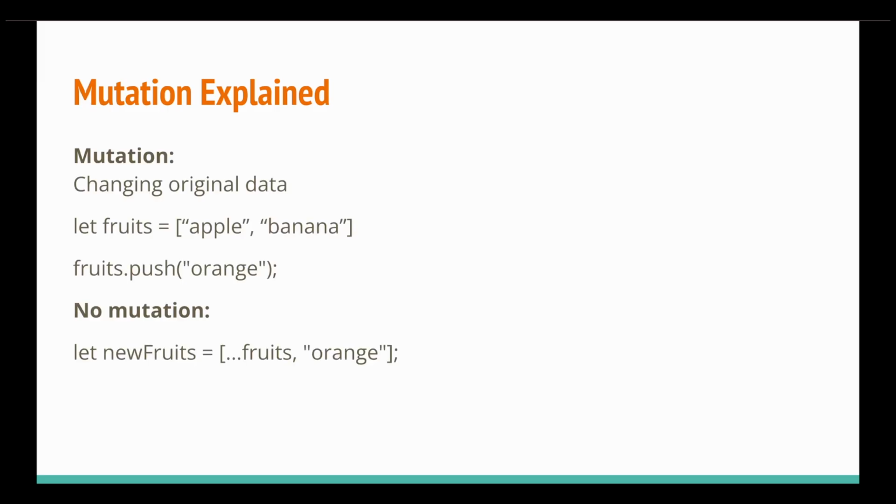Before we understand the problem of shared mutable state, we need to understand what mutation is. Mutation basically means changing the original data directly. If you add orange in the fruits array using push, you are actually mutating the fruits array. Avoiding mutation means creating a new copy instead of using push. We create a new array called newFruits, copy the fruits using the spread operator, and add a new item, oranges, to it. This keeps our application stable and predictable.